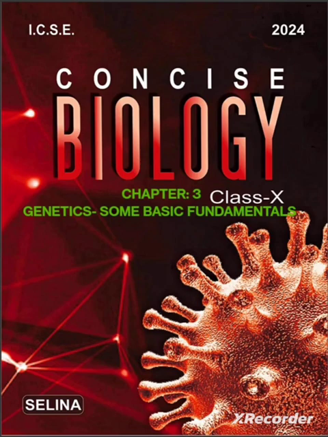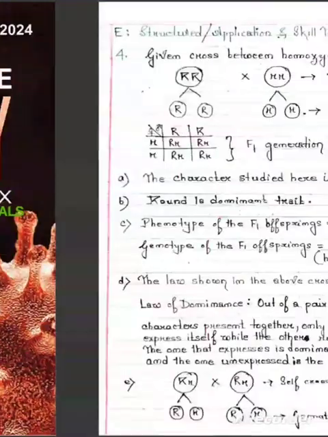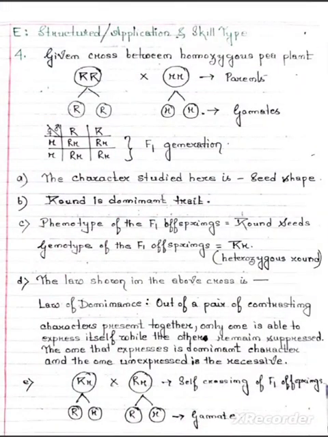You will have the question under E, question number 4. Mendel crossed a homozygous pea plant having round seeds, RR, with a homozygous pea plant having wrinkled seeds, rr. He got different results. On the basis of it, answer the following questions. The chart is given over there. The Punnett square is also given, and the P1 generation is shown, along with the gametes from the P1 generation, and then the Punnett square of the F1 generation is shown.